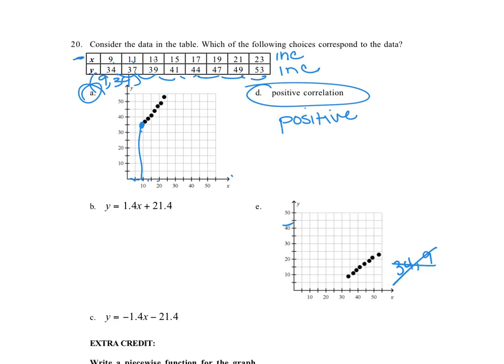So if we look at our two equations, I don't want you to do the work. Which one has the positive slope? Slope is positive and for B. So the answers are A, B, and D. If it was negative, then you would choose the equation C because it has a negative slope. And remember, the slope is in front of the x.